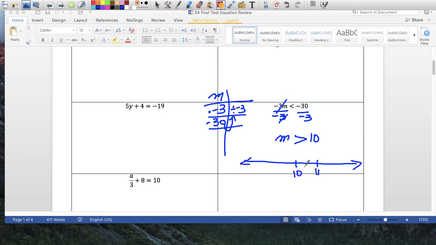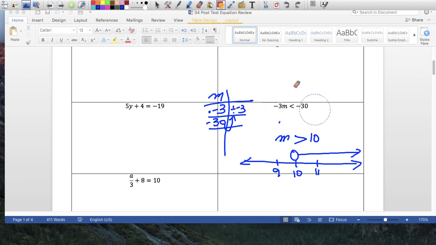Here's 10, here's 11, here's 9, right? We're going to put a little circle on top of 10. So we want numbers, m is greater than 10. So numbers that are greater than 10 are obviously on this side. Do we shade? No, we don't. So that's it. Now, that's the graphing.